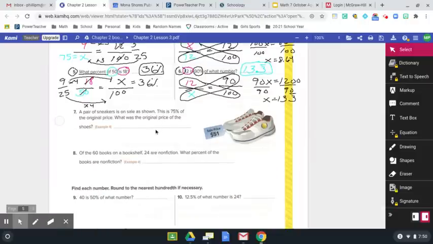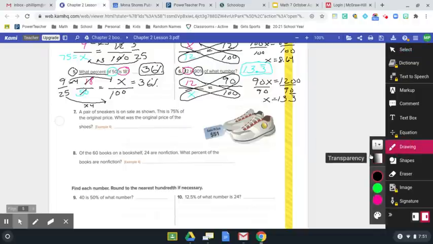Okay, so we're going to come down to number 7 right below and try a couple stories with the is over the of, the part over the whole, set equal to the percent over 100. So let's read this story in number 7. You have a pair of sneakers that's on sale as shown. And so you see off to the right here, a pair of sneakers that are on sale. Sale price is $51. This is 75% of the original price. What was the original price of the shoes?